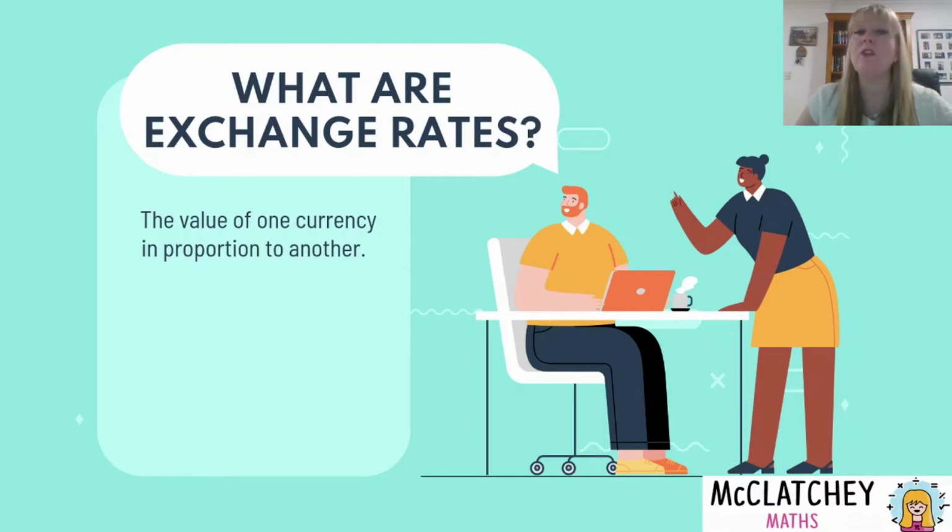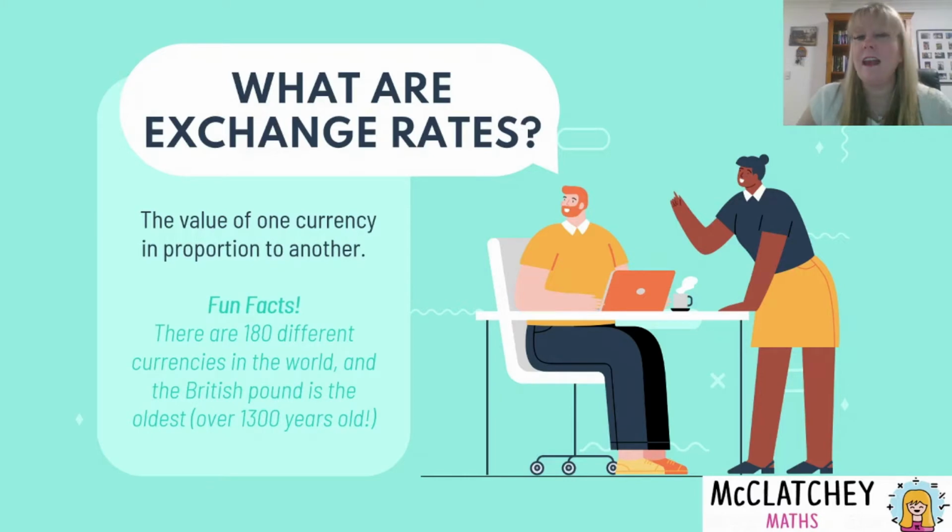So in Australia, we use Australian dollars. Overseas, there are in fact 180 different currencies around the world, and the British pound is the oldest one, dating back 1300 years. So in every country around the world, they all have their own form of currency. And in order to be able to go to that country and spend some money, you need to be able to use that currency. So that means you have to change out of Australian dollars into another currency to be able to go shopping in that country.